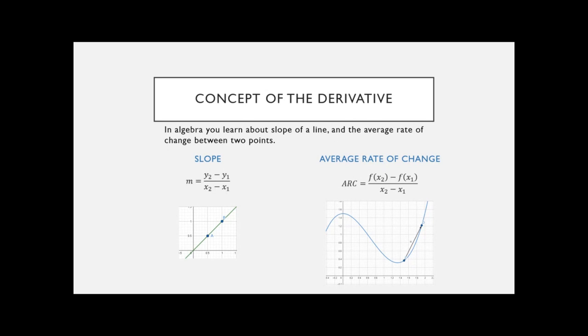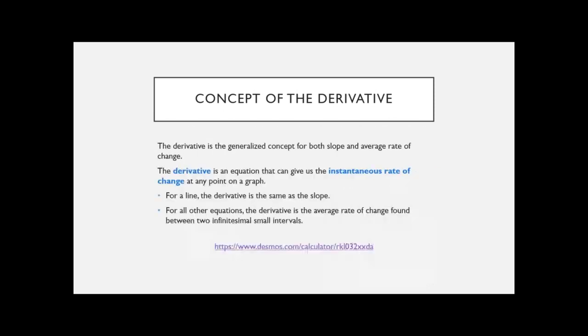So you have 2 points, and you're just estimating, finding the average that it changes by finding the slope of a line that would connect those 2 points. And so average rate of change is basically the slope of 2 points on something that's not a line. So if you were to connect it with a line. And the derivative is taking this same concept and going a step further.